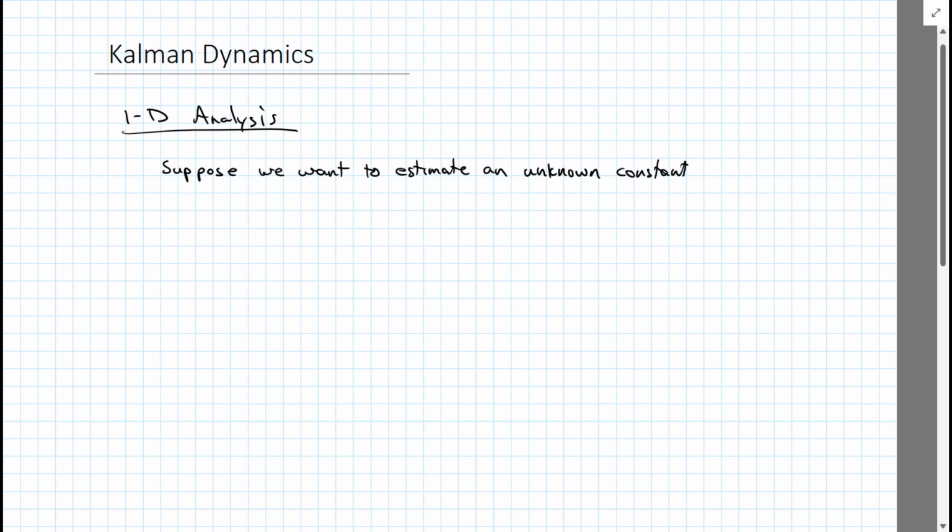So, what kind of model will we use? Let's assume that xn is equal to xn minus 1. It's a constant, it doesn't change. And we have observations. The observations will be noisy.